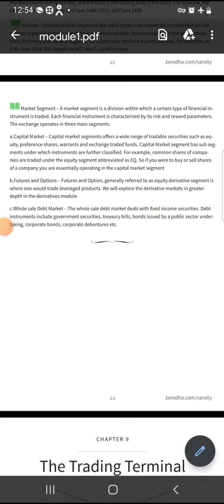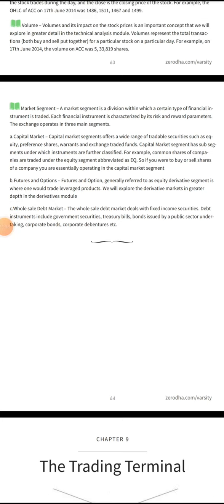3. Wholesale debt market. The wholesale debt market deals with fixed income securities. Debt instruments include government securities, treasury bills, bonds issued by public sector undertakings, corporate bonds, corporate debentures, etc.